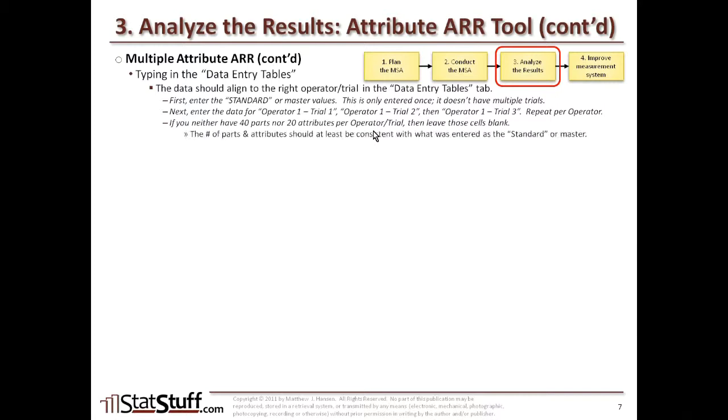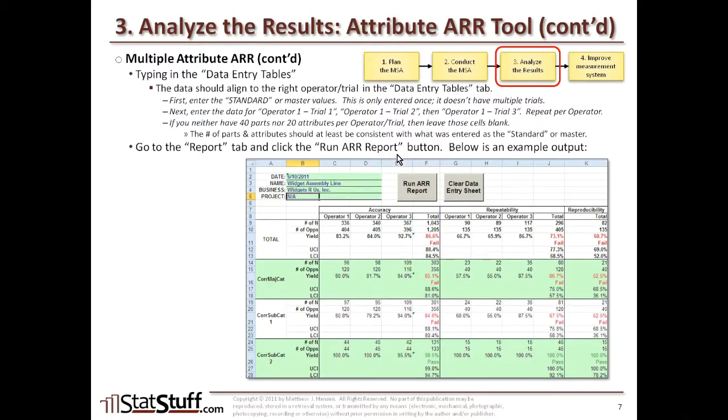The important thing is that you at least have the number of parts and the attributes consistent, with the same order and layout that you have in the standard or master section of that same tab. So once you have all the data input, then you go to the Report tab, and you're going to click on the button that says Run ARR Report.